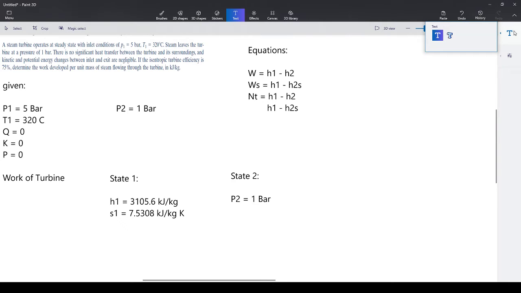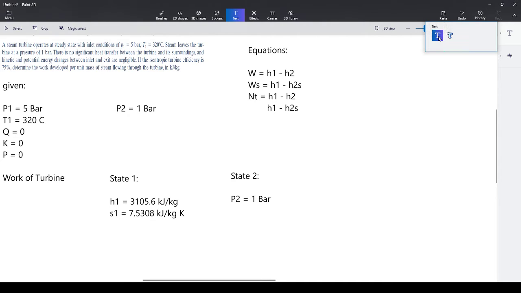It is safe to assume, because it mentions that steam exits, that the quality at state 2 is going to be 1 or greater. We do not know that for a fact. We do not know. But there's something we can do, right?